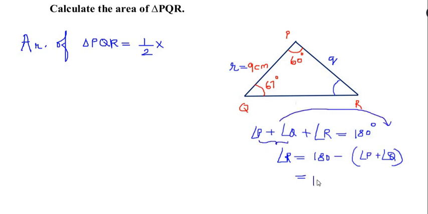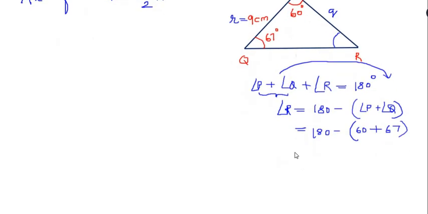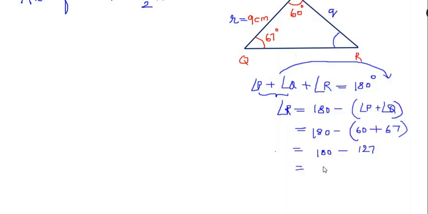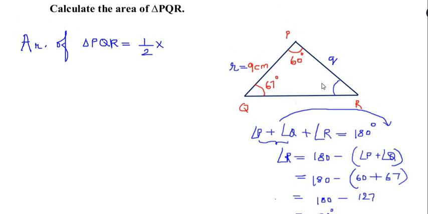So now we get 180 degrees minus angle P, which is given as 60 degrees, plus angle Q, which is given as 67 degrees. So we have 180 degrees minus 127. Let us see how much we get. We have 53 degrees. Now we have got to know that angle R is 53 degrees.